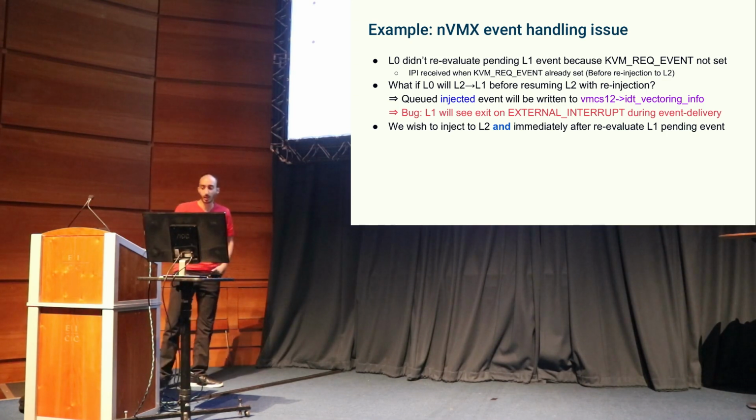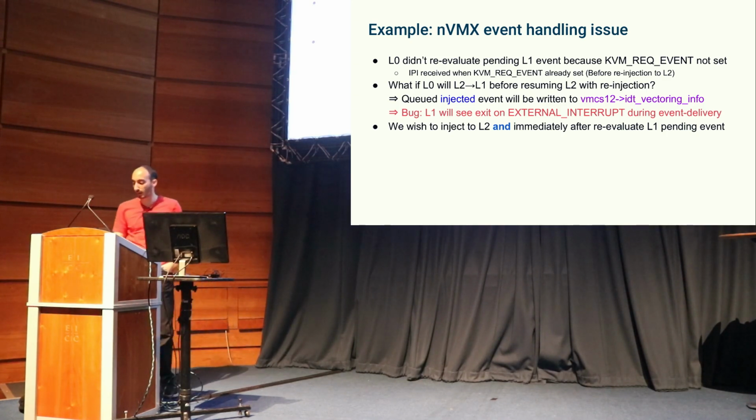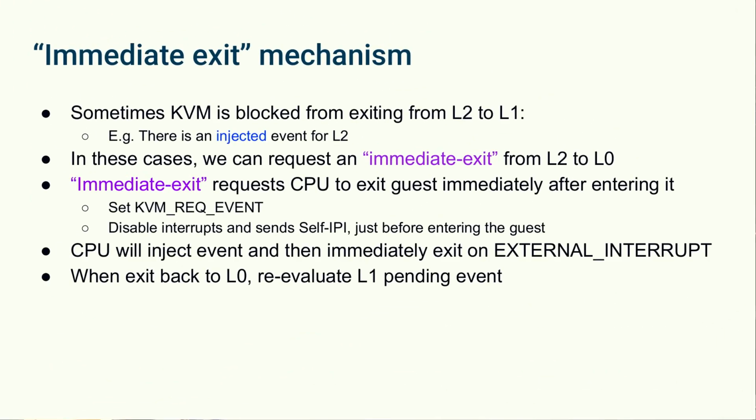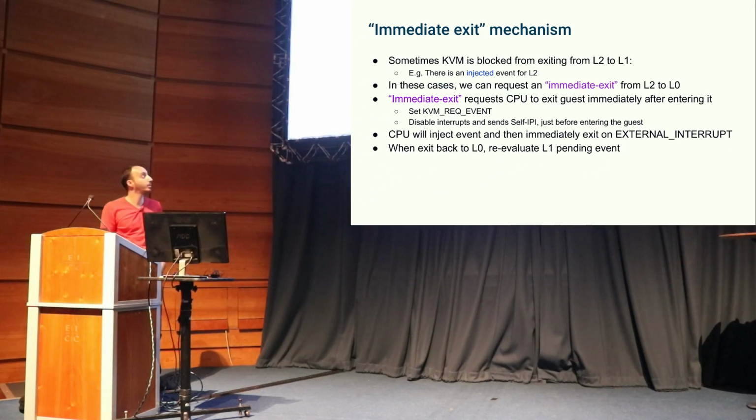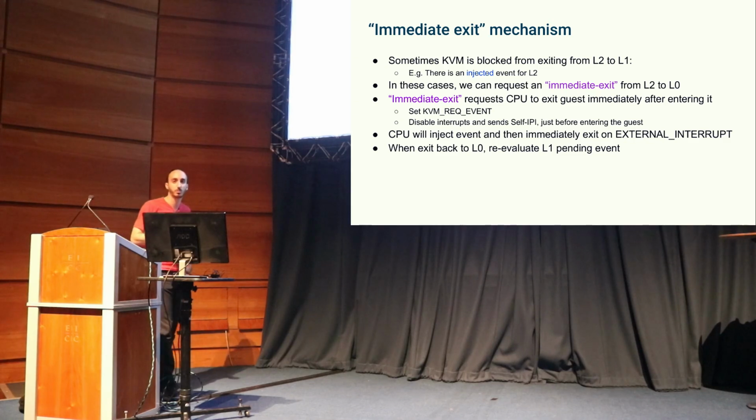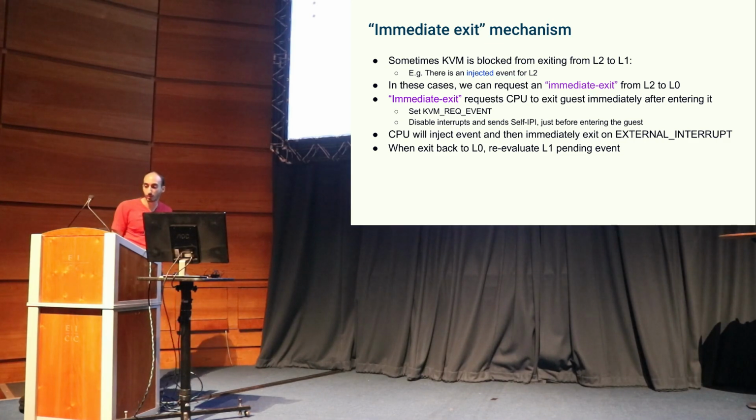But if we think a little bit more about what we really wanted, we wanted the event which is in the injected state to really be re-injected into the layer 2 guest, but immediately after the CPU finishes this injection, to exit back to layer 0 to reevaluate what should be done with the layer 1 pending event. So the way this is implemented to fix this issue is to leverage a mechanism called the immediate exit. The idea is that sometimes we have a queued event that should result in an exit from layer 2 to layer 1, but for some reason we cannot actually exit right now from layer 2 to layer 1, like in the case where we have a queued injected event for layer 2. So in this case, we can request an immediate exit.